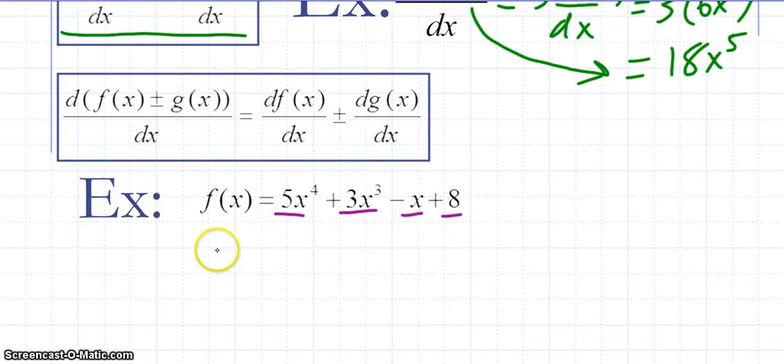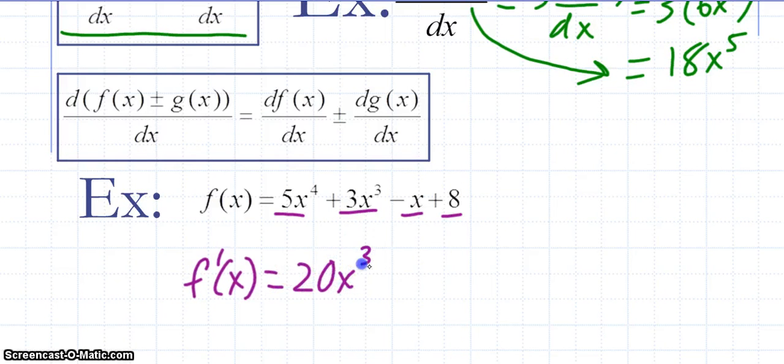In this case, I can use the power rule. So f prime of x is going to be 20x cubed plus 9x squared minus 1.